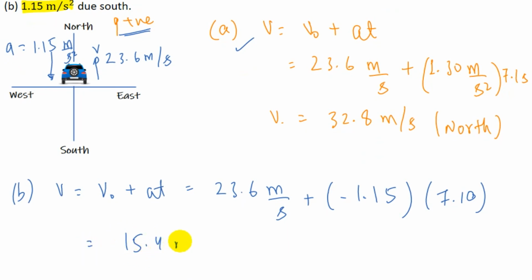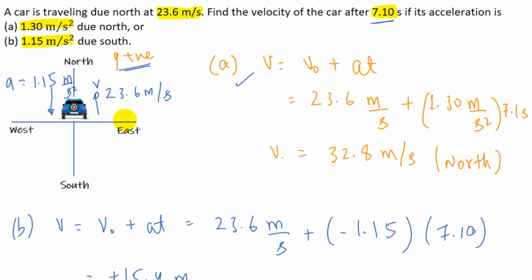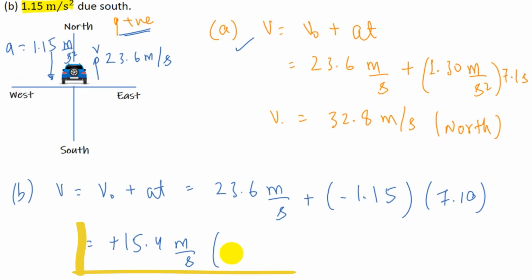15.4 meter per second. Since the velocity comes out positive, that means the direction of the car would be north. It would be moving in the north direction. So we can write here north.